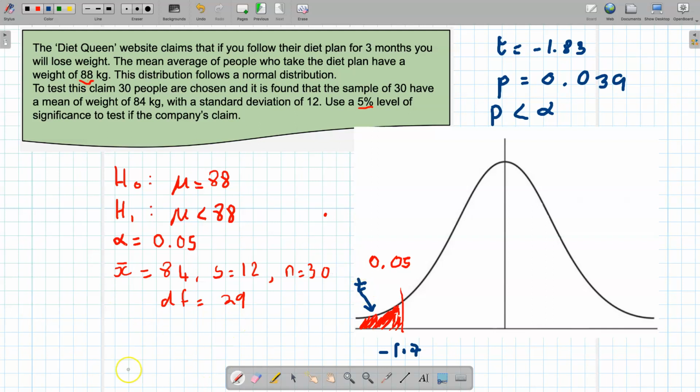So this is my final conclusion. My conclusion is reject H0. Now you may then be asked, what does that mean? Well, what it means is that their company claim that you can lose weight is true at the 5% level of significance. Their claim is correct. That's what it's saying.